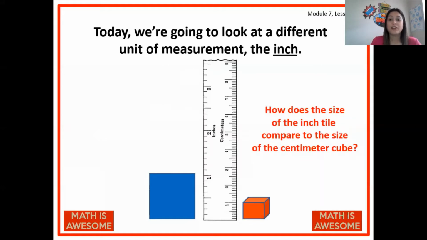The inch tile is a lot bigger, right? Because it's an inch. This one was only 1 centimeter. So if you see the inch tile right here where I'm moving the little arrow, the inch tile is 1 inch. That's almost 3 centimeters. So the inch tile is a lot bigger than the centimeter cube. So today we're going to be using this inch tile to measure, okay?